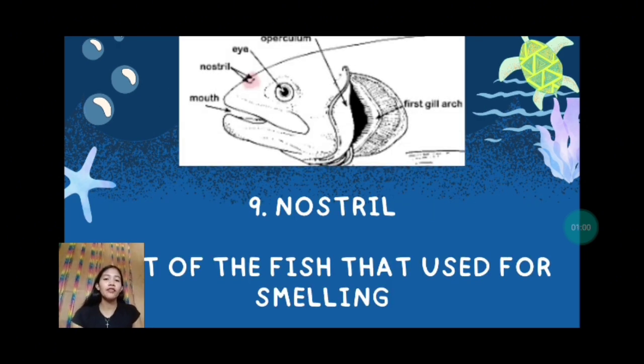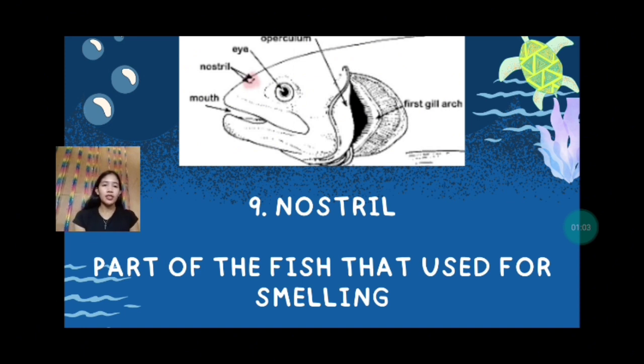Number 9, we have here the nostril. The nostril is a part of the fish used for smelling. The nostril is also known as nares. It serves as a primary olfactory organ, allowing the fish to detect and perceive chemical signals in the water, such as presence of food, potential mates, or predators. They also play a role in water circulation for respiration by allowing the fish to take in oxygen-rich water.